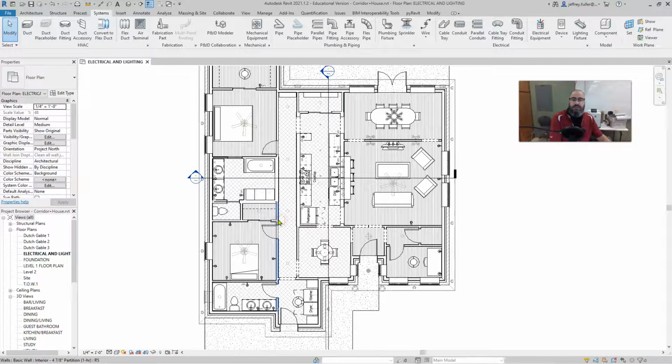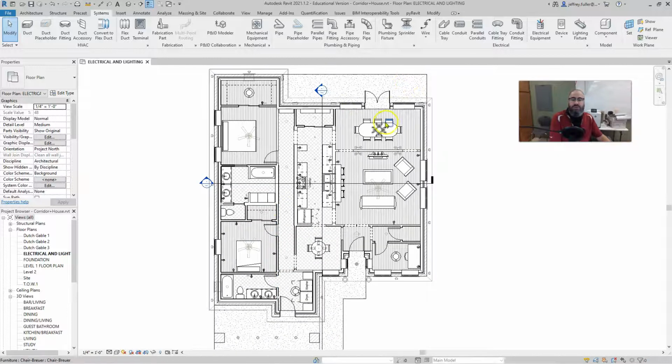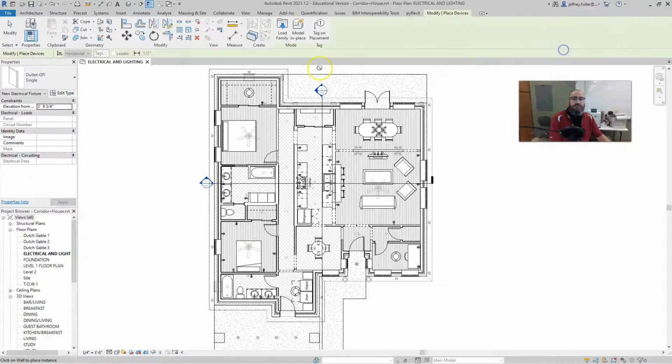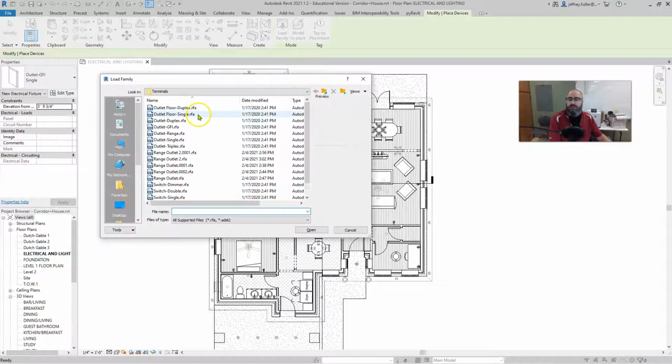All right. Now, there's also outside, you want to put some weatherproof devices outside as well. And I think we have some weatherproof. Switch, dimmer, single, 3-way. Okay, no weatherproof, so don't even worry about that. Don't worry about weatherproof, but do put a range outlet. And there's a range outlet. It looks like there's a couple of different ones here.